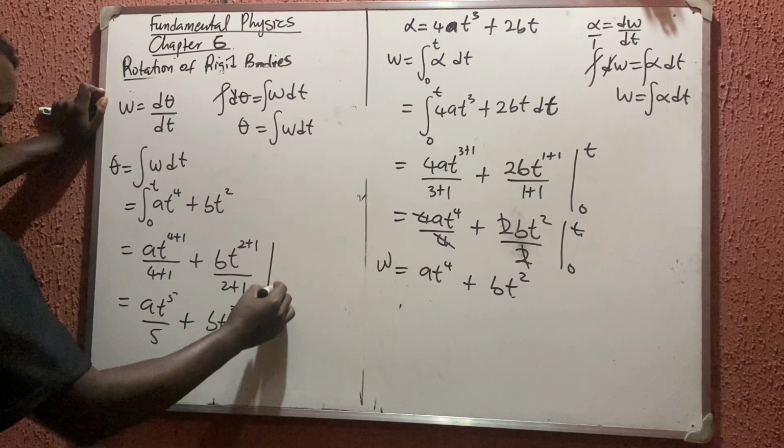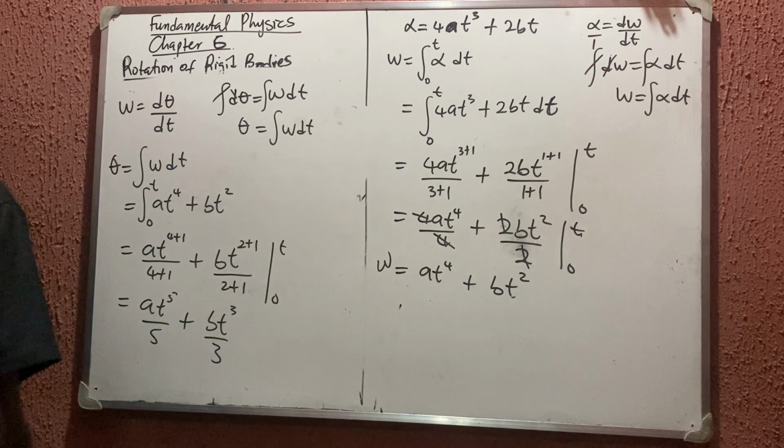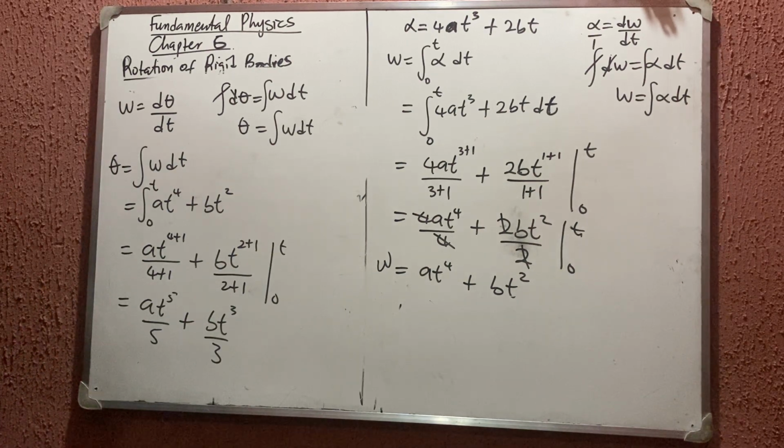Don't forget that my boundary is from 0 to t, but if you substitute, you will get the same thing because anything minus 0 is still the same thing. But if it is not 0, don't forget to substitute. As simple as that. Right? So any other question? Let's move to the next question.